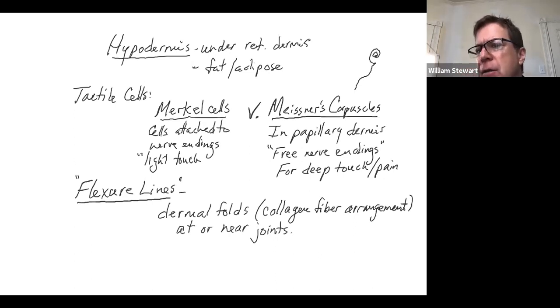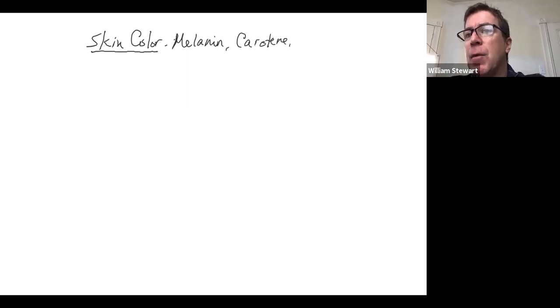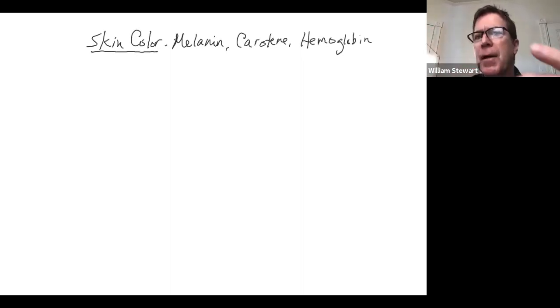Okay, new topic. I'm going to talk about skin color. We did hit melanocytes when we talked about the stratum basale, but there are a few other factors that determine our skin color. Basically, there are three main factors. Melanin is the big one. There's also a pigment called carotene, which you've probably heard of, and hemoglobin, especially in fair-skinned people. So let's talk about these individually.